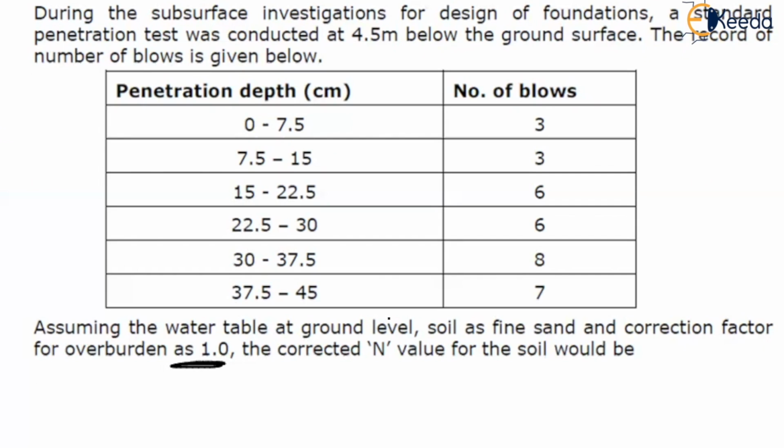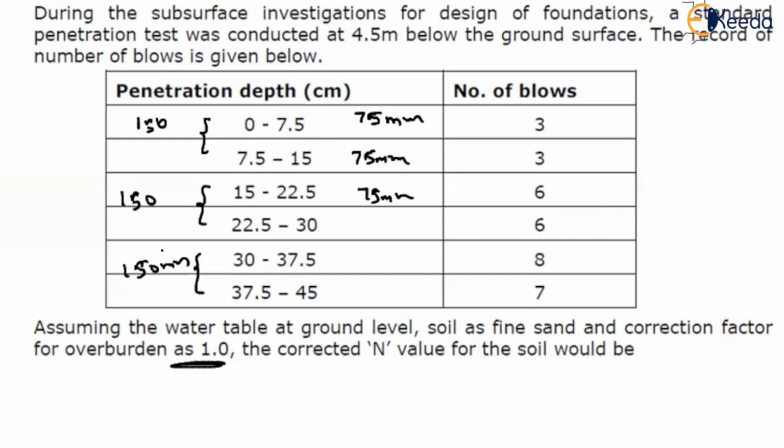First let me tell you what standard penetration value we will consider: the number of blows required for 300 mm. Here, the depths given are 75 mm. If you add these two, you get 150. If you add these two, again 150. And these two again 150. That means they have given you the number of blows for the first 450 mm of penetration.